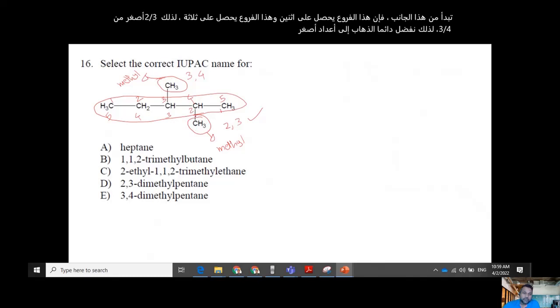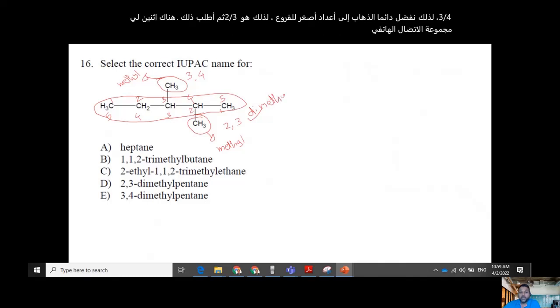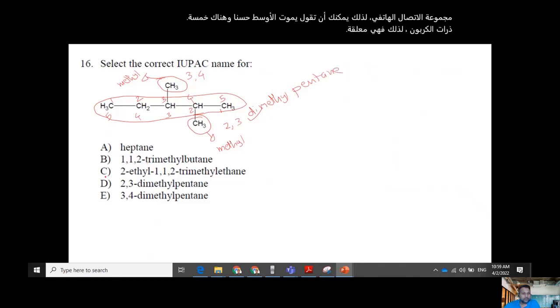Then methyl: there are 2 methyl groups, so you can say dimethyl. And there are 5 carbon atoms, so it is pentane. So 2,3-dimethylpentane. The answer is D.